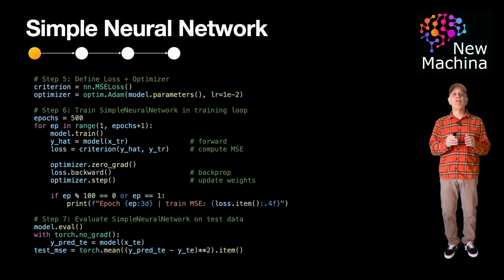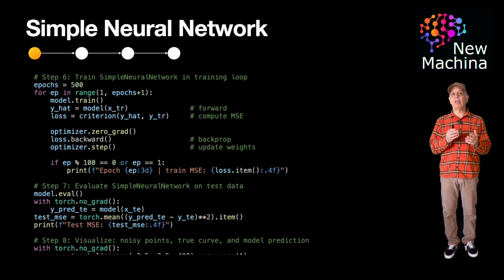Now in step 5, we define the loss function and the optimizer. The loss function, nn.MSELoss, measures the mean squared error between the predicted and actual values. The optimizer, optim.Adam, updates the model's weights to minimize the loss. In essence, these components are crucial for guiding the network's learning process by adjusting its parameters.